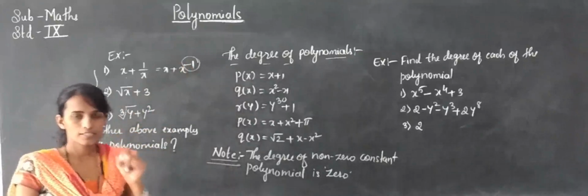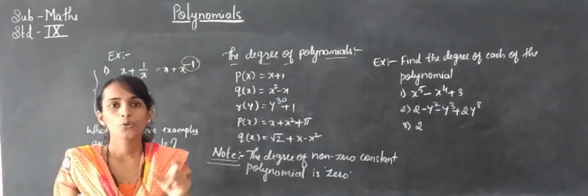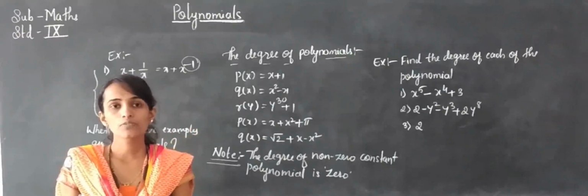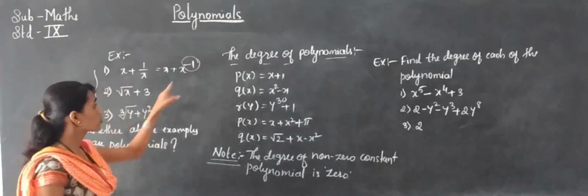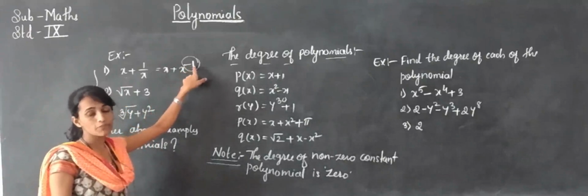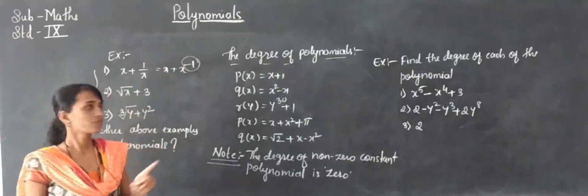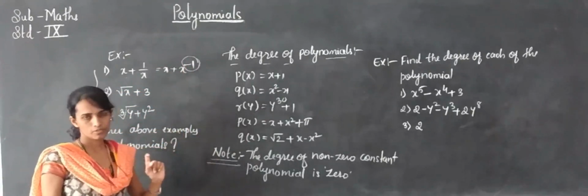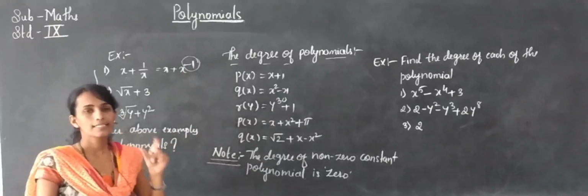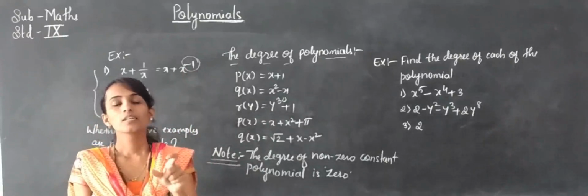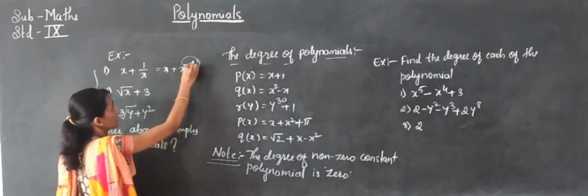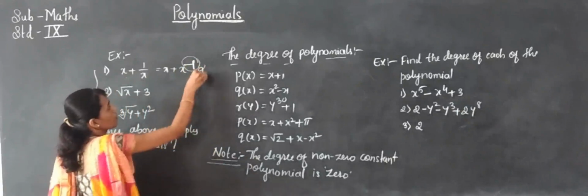So which algebraic expressions are polynomials? Those which have non-negative whole number exponents. It has to be a non-negative exponent, because it must be a whole number. But here minus 1 is a negative number. So otherwise, the algebraic expressions whose exponents are whole numbers are called polynomials. Here the index is negative, which means it is not a polynomial.